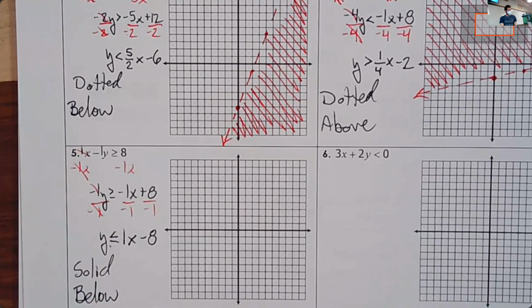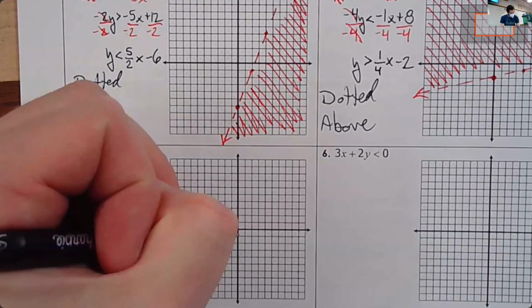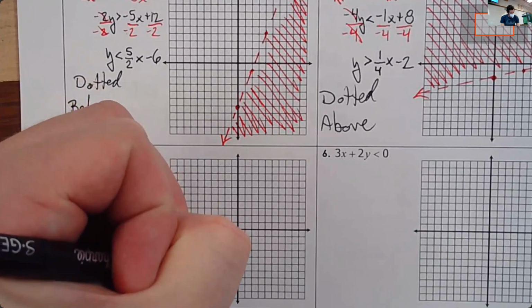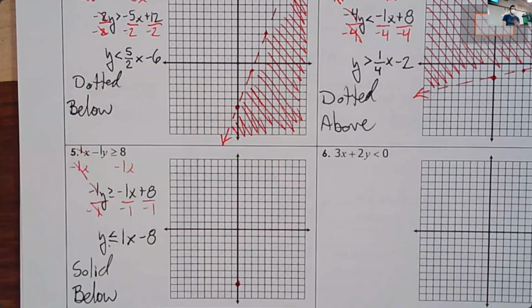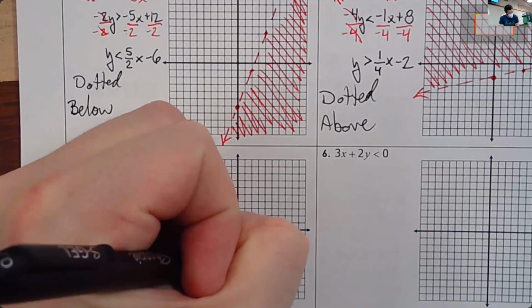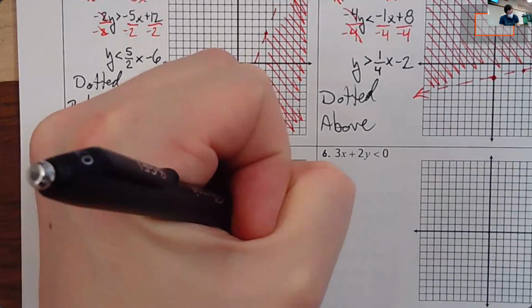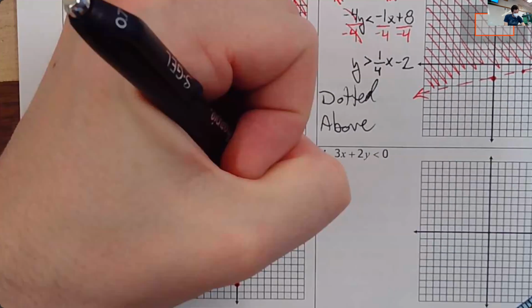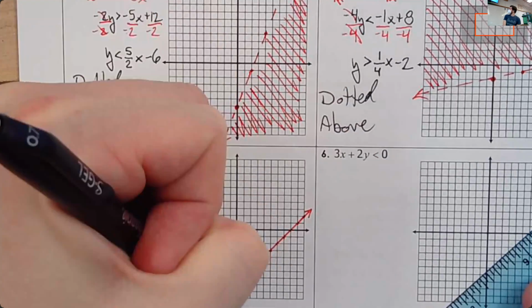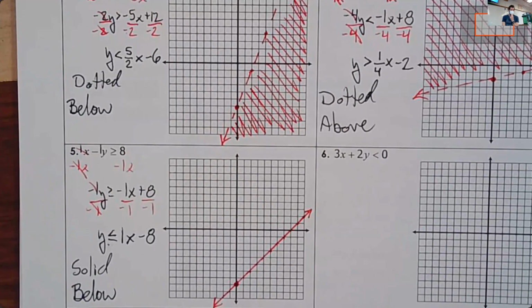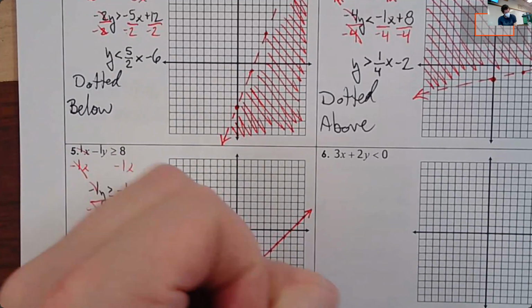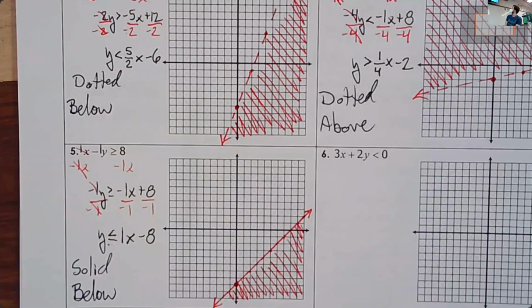And we're going to start our graph at the y-intercept, which is -8. So right here. And then a slope of 1 is up 1 over 1, up 1 over 1. And so this is going to be a solid line straight through. And we are shading below the line this time, so underneath. So it's that area down there. That is our answer for number 5.